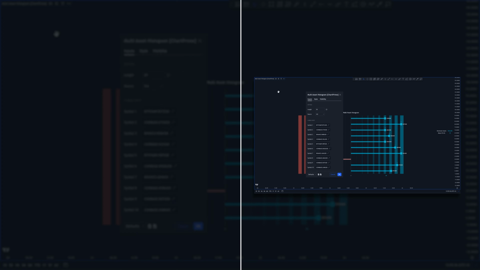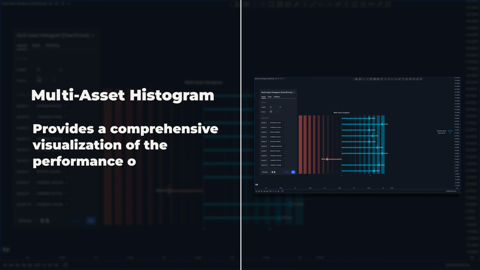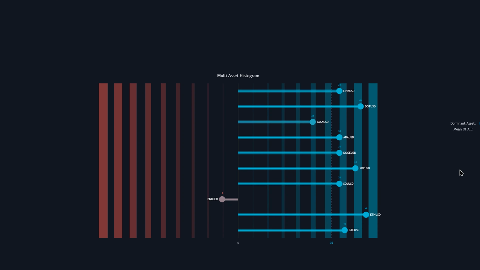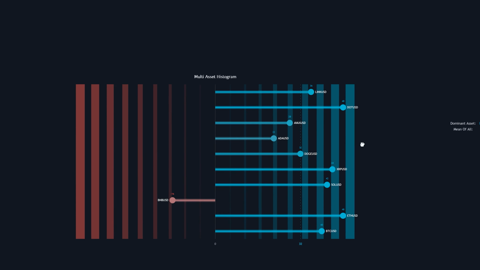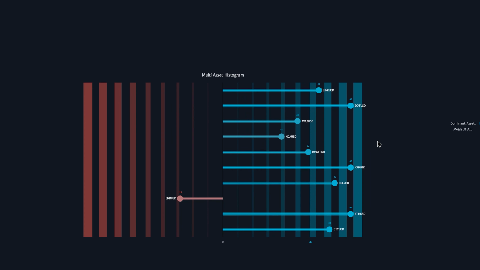Now, what exactly is this indicator? Well, the multi-asset histogram provides a comprehensive visualization of the performance of multiple assets relative to each other. And that is a key term to remember for this indicator: relative. It's not going to track the individual trends for each asset, maybe based on the EMA or the Supertrend. No, this indicator is not going to use the Supertrend or the EMA or any other trend indicator.